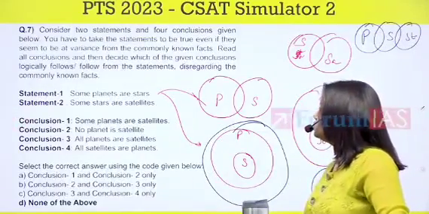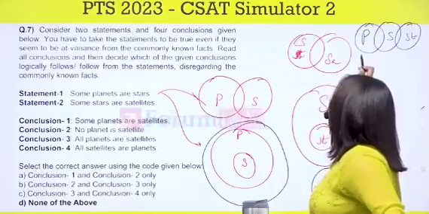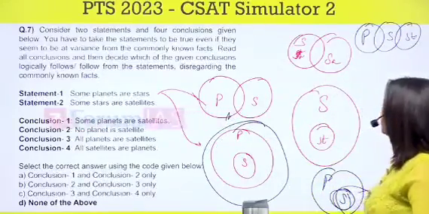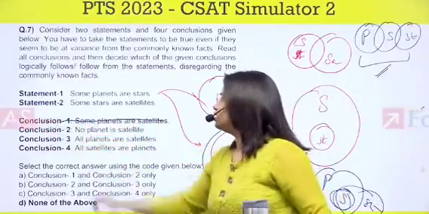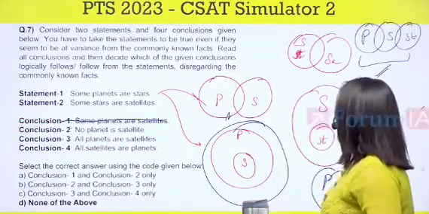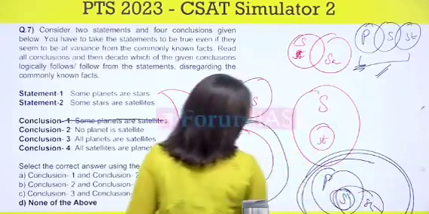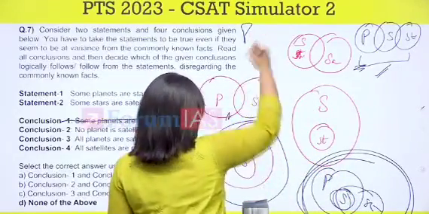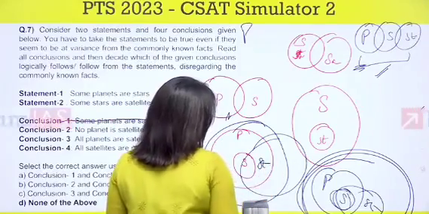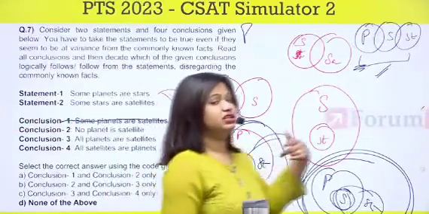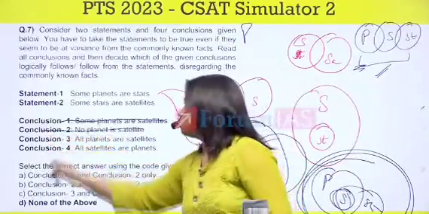Now, what are the conclusions? Are some planets satellites? Is it necessary that always some planets are satellites? No, I can have this condition also. So conclusion 1 cannot follow. No planet is a satellite. That is also not necessary because this condition is also possible. This one, some planets are satellites, some planets are stars and some stars are satellites. If that is the case, then it is still possible. So I cannot be sure. That's why conclusion 2 can also not follow.